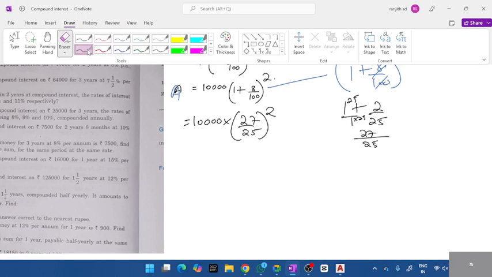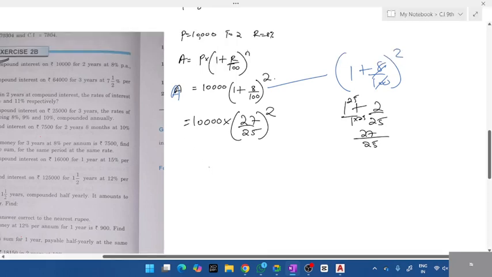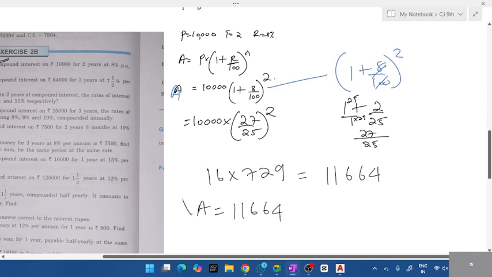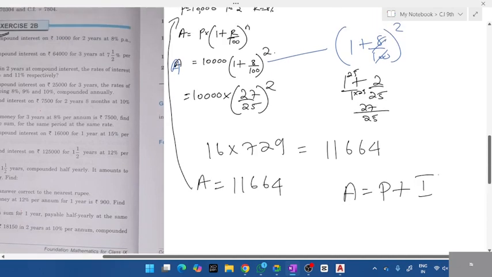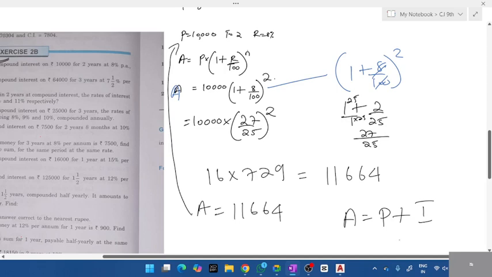1 square to 20 square. Go through 1 to 20 squares, 1 to 20 cubes. So 27 into 27, 729. How much is 729 into 16? What was the answer, Abigail? 11,000? 664. This is the amount. Amount is equal to 11,664. If the amount is 11,664, principal is 10,000. What is the relation between these three? I had given a formula. Amount is equal to P plus I. Fine. Subtract it. That's it. 11,664 minus 10,000. You'll get the interest.